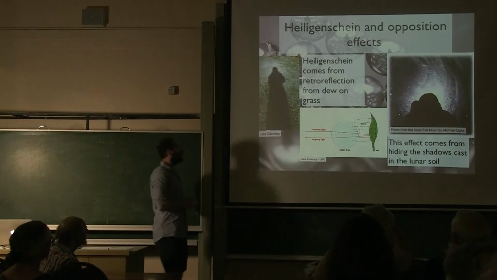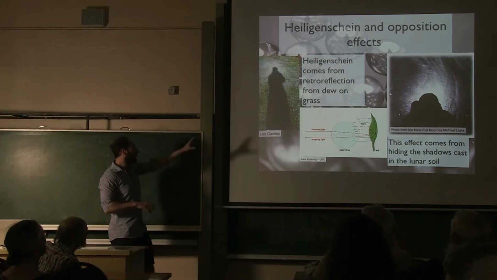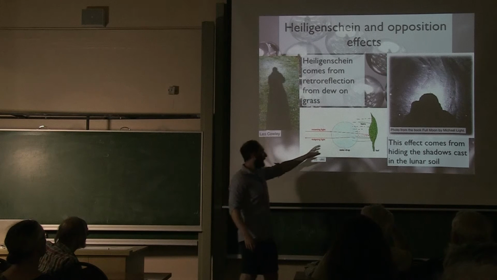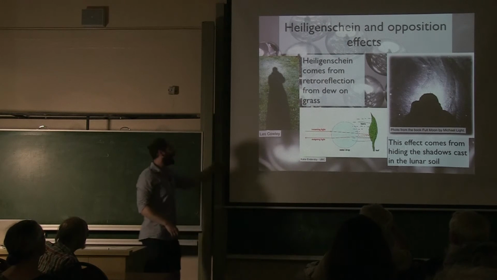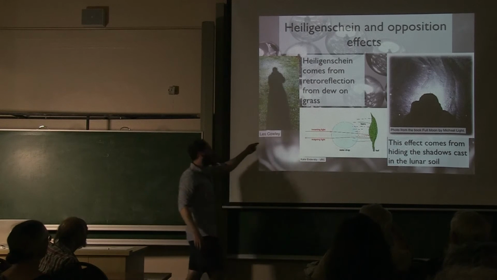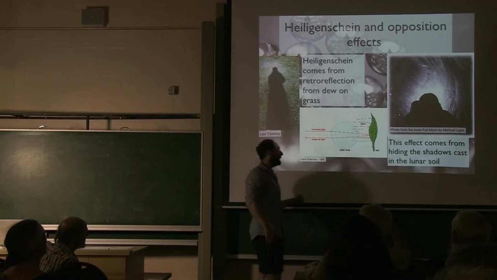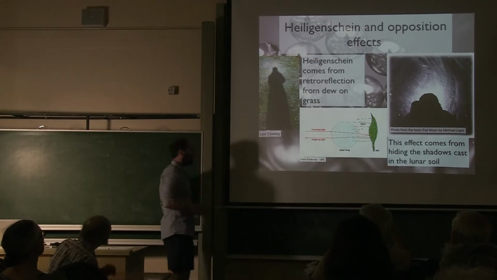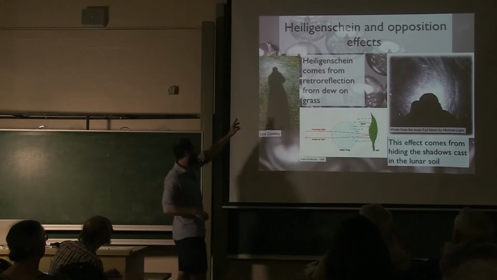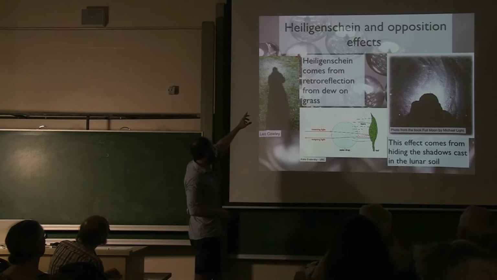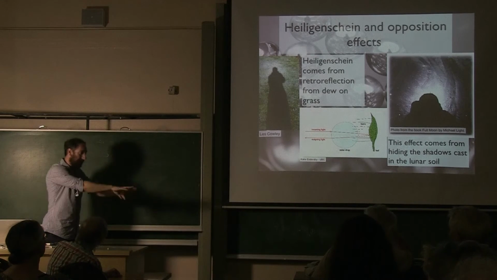A similar effect to the glory is the so-called Heiligenschein, the holy light, which comes from droplets of mist or dew on the ground on blades of grass. What's actually happening here is that the light is coming in, is being refracted through the water droplet, bounces off the blade of grass at the back, and then is reflected and refracted back through. And so what you see here, this is a photo, this isn't mine, this was by Les Cowley. So you see there again a sort of halo, a glow around your head.